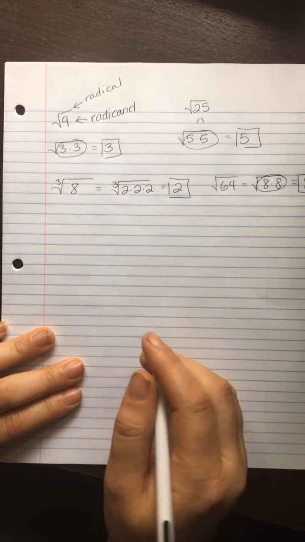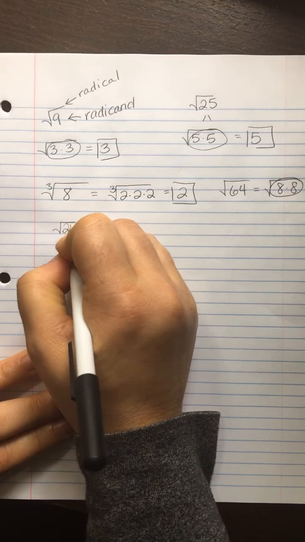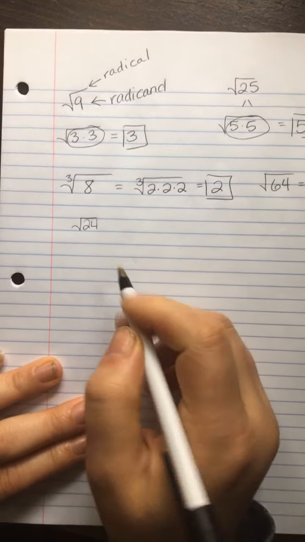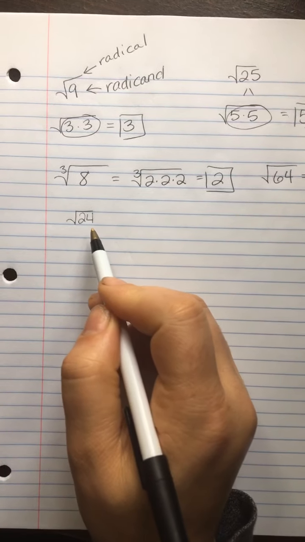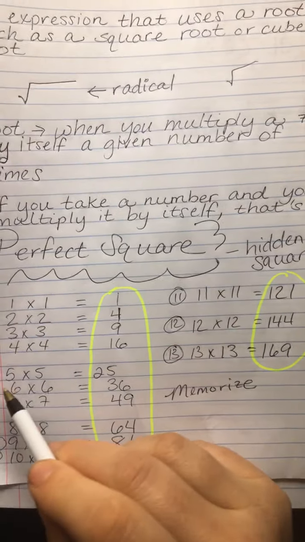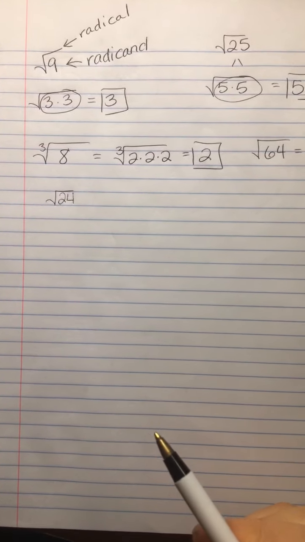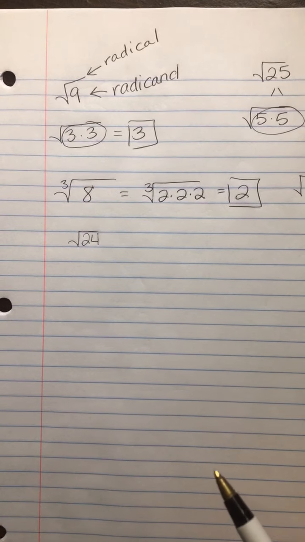Okay, so I'm going to give you a couple more examples. So let's look at the square root of 24. Well, is this a perfect square, 24? It's not, right? Because only 5 times 5 is 25. That's a perfect square, but 24 is not, meaning something times itself doesn't give you 24. So we're going to have to break it down.